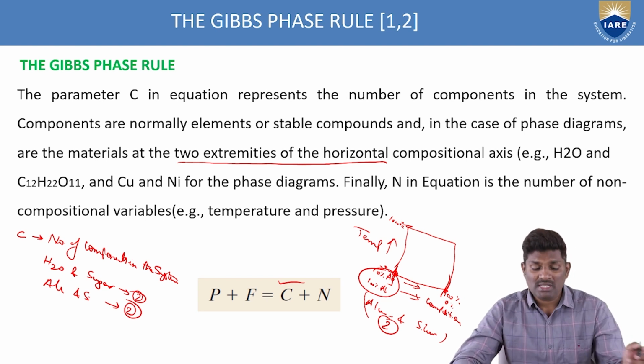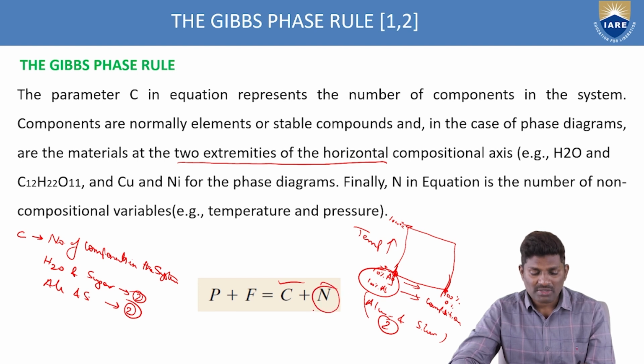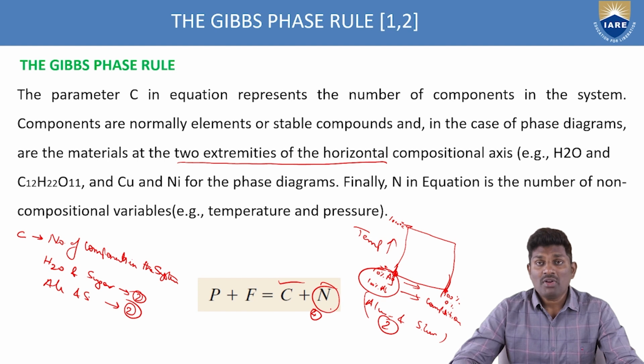And finally, what is the third term we have here? Third term is your n. Sorry, fourth term is your n. So what is the n here? Number of non-compositional variables.